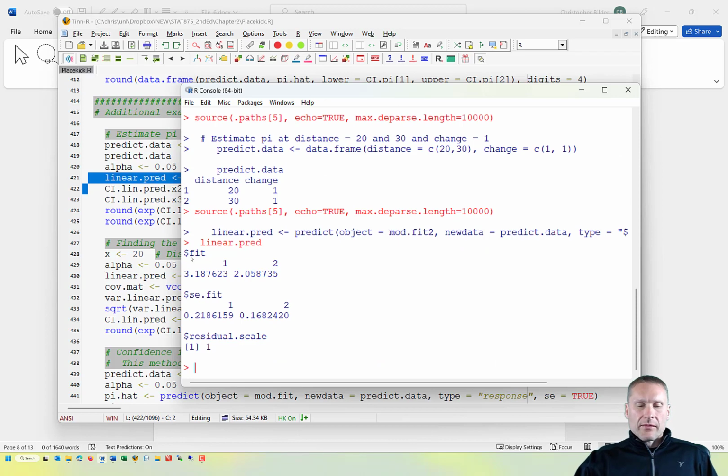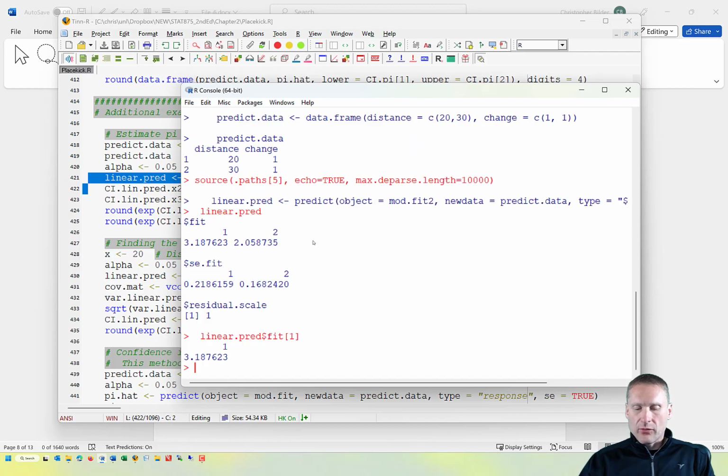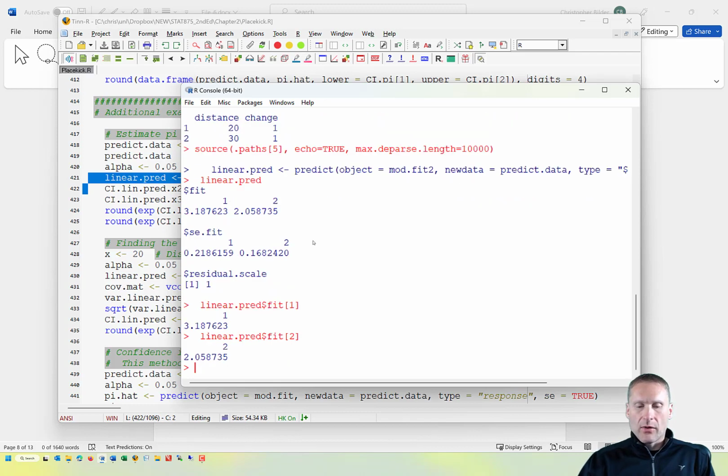Notice what I get. Fit has two components to it. This is for a distance of 20 yards and change equal 1. This is for a distance of 30 yards and change equal 1 as well. So if I wanted to access just one component there, like the first one or the second one, I can do it in that manner. Here's the corresponding estimated square root of the estimated variances for these two scenarios of distance and change.